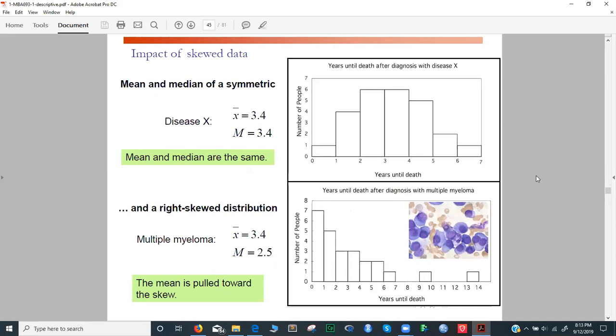Okay, so mean and median of symmetry, you can see that the top is symmetric, where the X bar is 3.4 and M is 3.4. In other words, the mean and the median are the same. As we went back a couple slides, you could see that that was the representation of what the Gaussian curve was. And on the right skewed distribution, you can see that X bar is greater than M. So in other words, the mean is pulled toward the skew. It's skewed right.